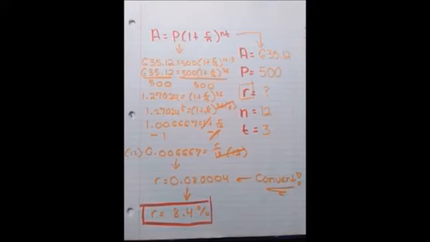r in the end is 0.080004, but this isn't the end yet, since what we're looking for is the rate, which is in the form of a percentage. We have to convert the decimal that we've gotten into a percentage. So 0.08004 converts to 8.4%. The rate applied to Emily's account was 8.4%.